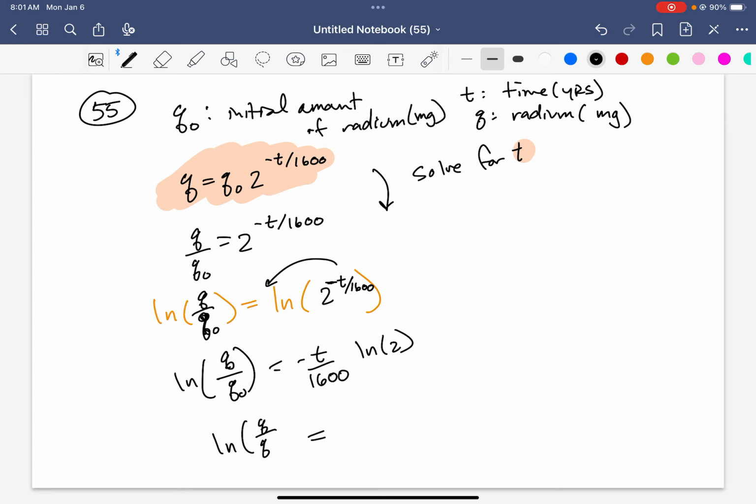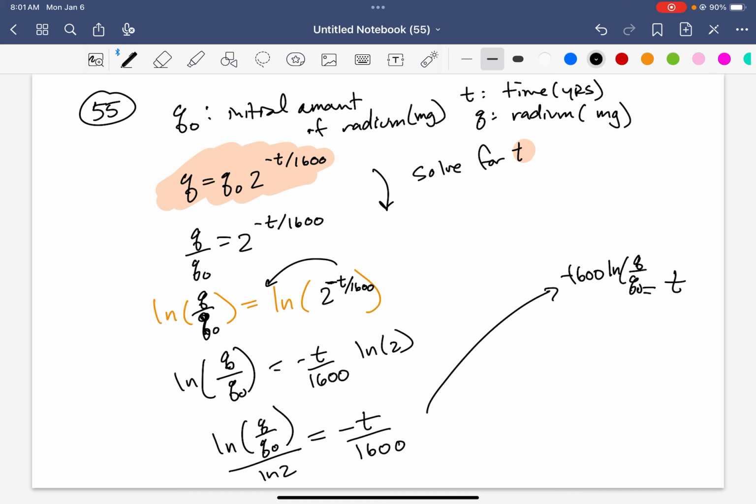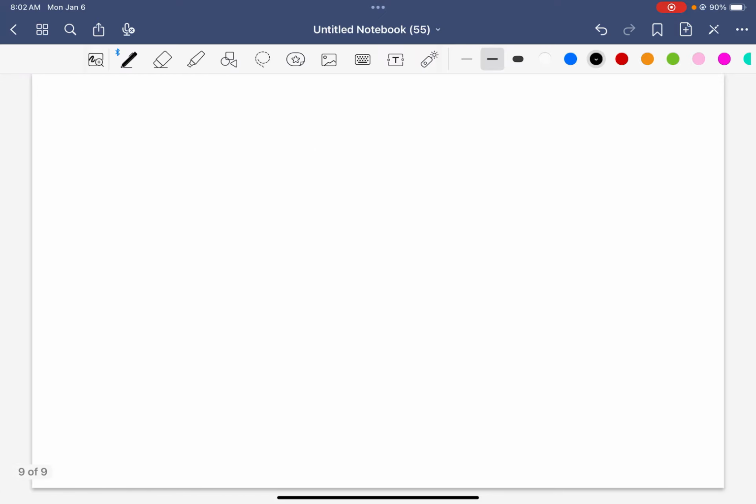I get natural log of Q over Q naught divided by natural log of 2 is equal to negative t over 1,600. And then that just means that t has to be equal to negative 1,600 natural log of Q divided by Q naught, all divided by natural log of 2. Okay, so that's 55.